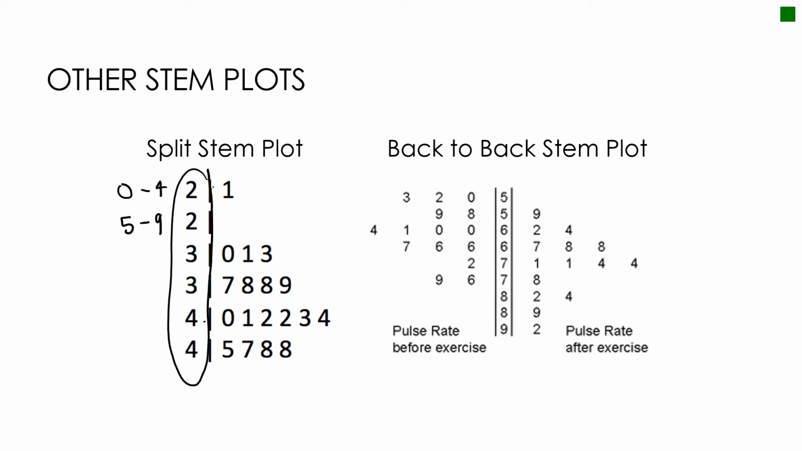If we want to compare two distributions, which we'll look at next week, you can use a back-to-back stem plot. That just uses the same stem for 2 different distributions. Here I'm looking at pulse rate before exercise, which would be 50, 52, 53, etc., my lowest ones. And after exercise would be 59, 62, 64 as my lowest ones. So it's just another way to display data.